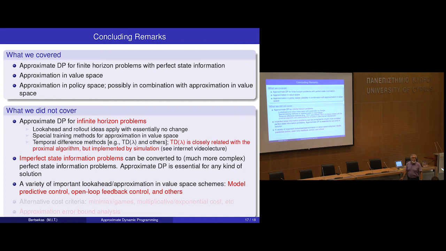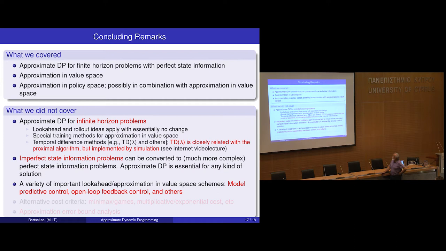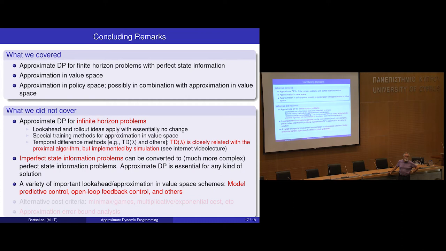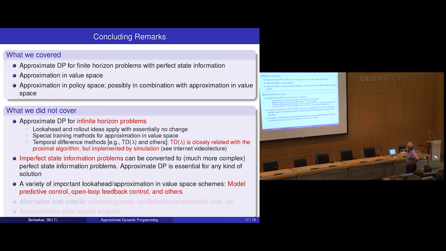There's another old technique that dates to the 70s called open loop feedback control, which can also be viewed as approximation in value space. We haven't talked about that. The open loop feedback control is related to certainty equivalent control, but it has more of a solid mathematical basis. And there are other techniques; this is a very, very broad field, with a great variety of methods that come and go in popularity.